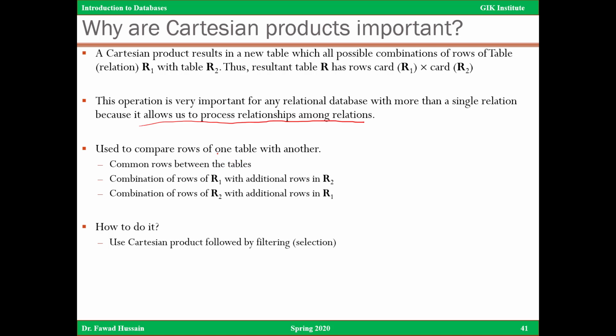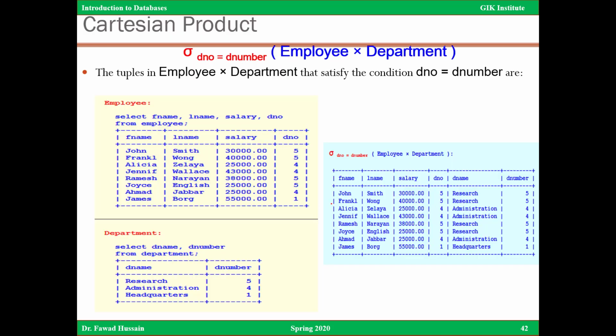So it is used to compare rows of one table with another, whether they are common or with additional rows from R1 to R2 or from R2 to R1. And how do we use it? We use it using the Cartesian product followed by filtering. So we'll see all these things in detail in the next few slides.